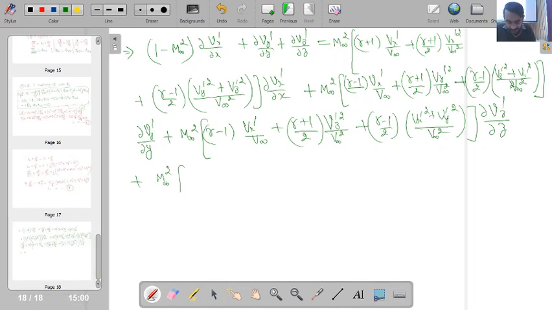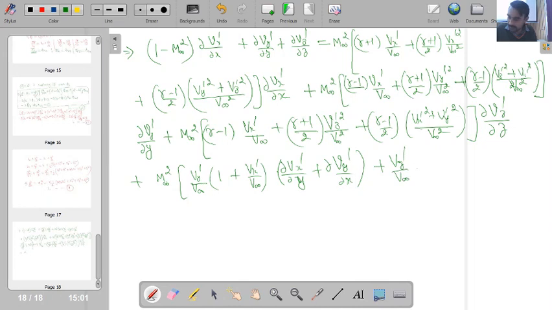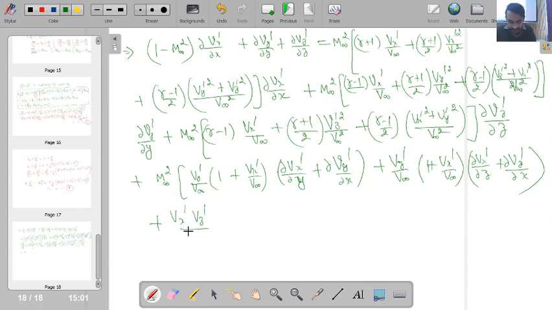Plus M infinity square into vy dash by V infinity into (1 plus vx dash by V infinity) (del vx dash by del y plus del vy dash by del x), plus vz dash by V infinity into (1 plus vx dash by V infinity) (del vx dash by del z plus del vz dash by del x), plus vx dash vz dash by V infinity square into (del vz dash by del y plus del vy dash by del z). So this is the entire equation.